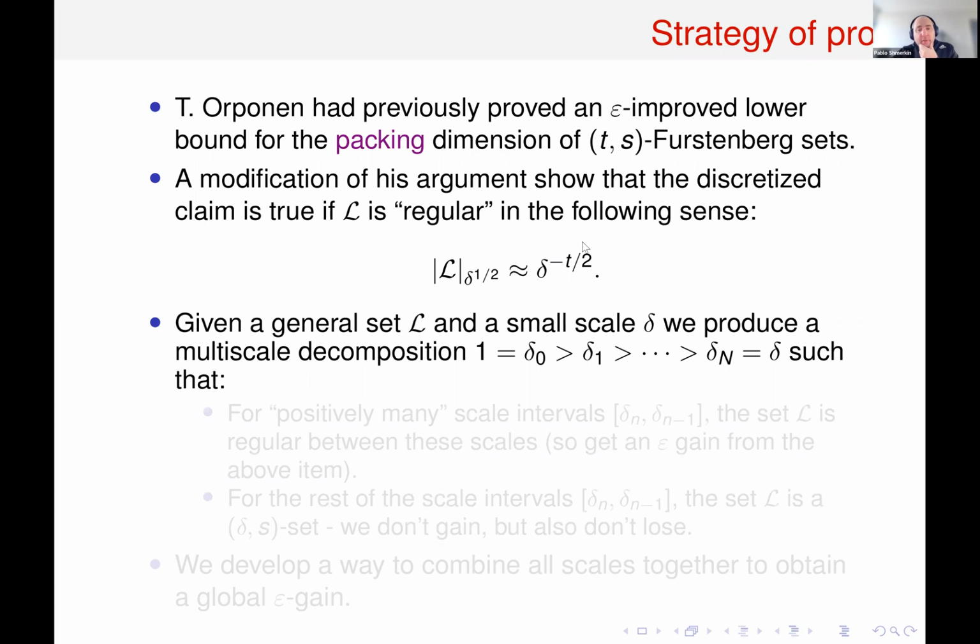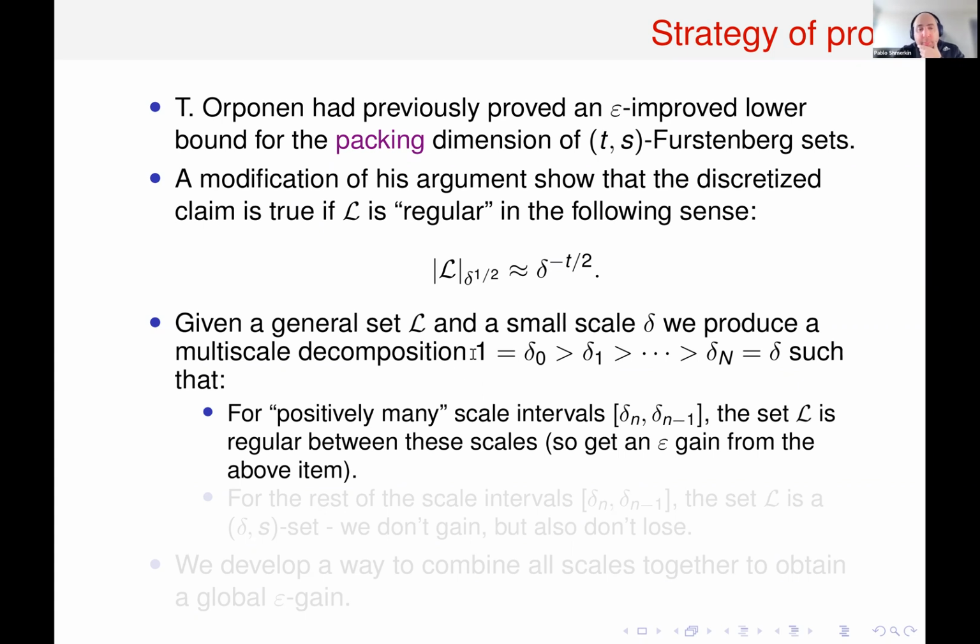Okay, and then together with Thomas, we did two things. One is that given a general set of lines, so L is a set of lines, we were able to produce a multiscale decomposition. A multiscale decomposition is just a sequence of finitely many scales, starting with delta, the given scale in our problem, and going up to 1, in such a way that we have a sort of dichotomy. For some scale intervals, really, because you should think that you go from one scale to the next, and you only look at the set between those scales.